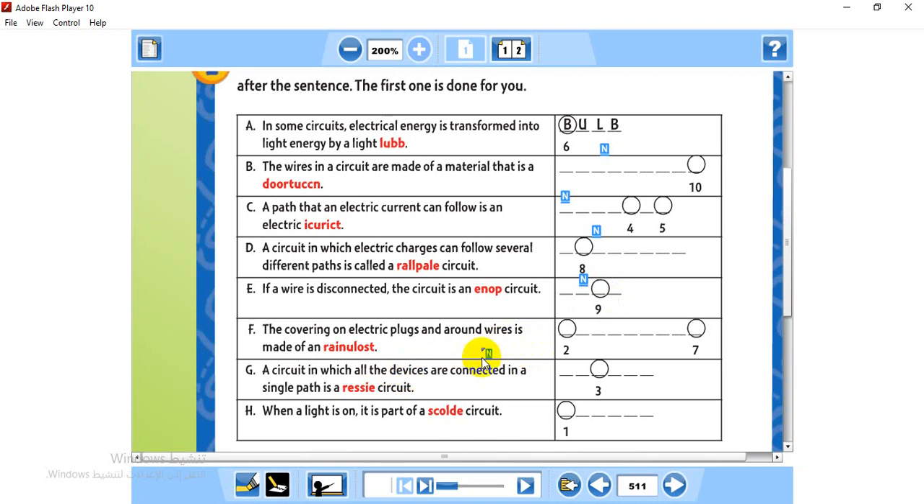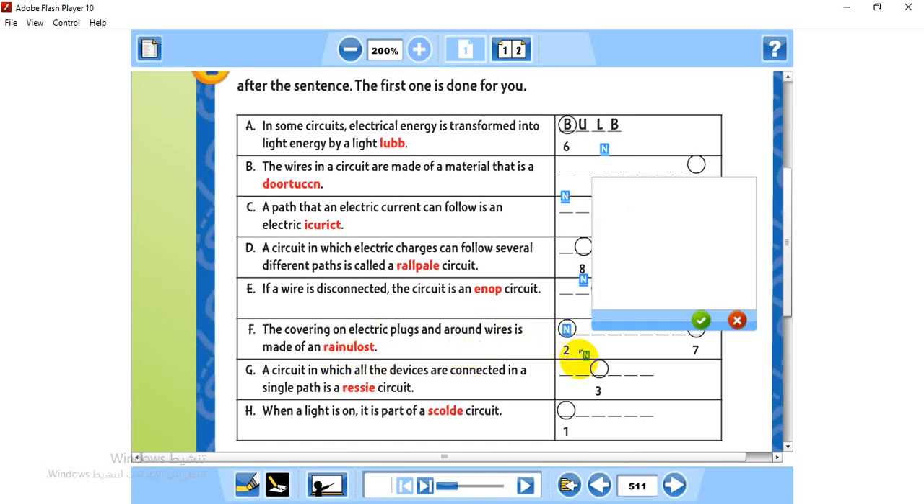The covering on electric plugs and around wire is made of something. The covering around the electric plugs and the wires made of copper is wrapped with what exactly? With plastic or rubber. So plastic is an example of what? Insulator. Okay guys, so you have to write here insulator.